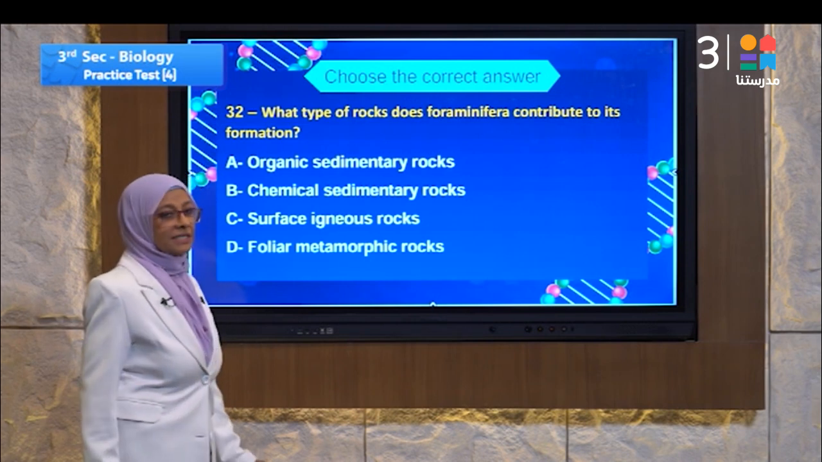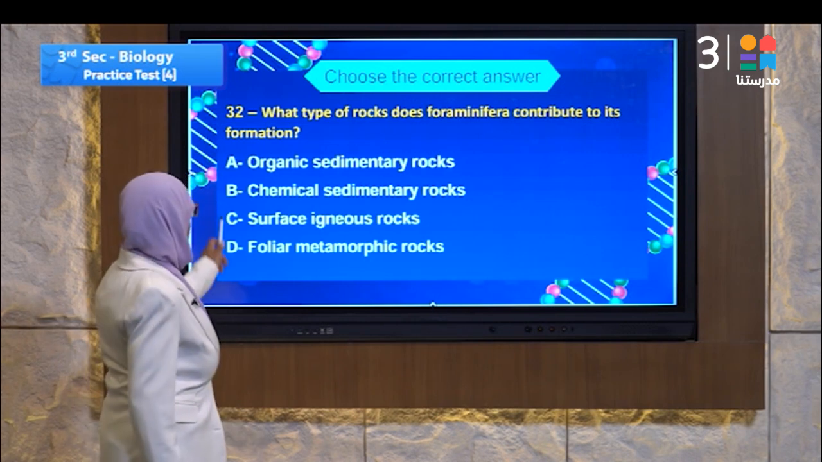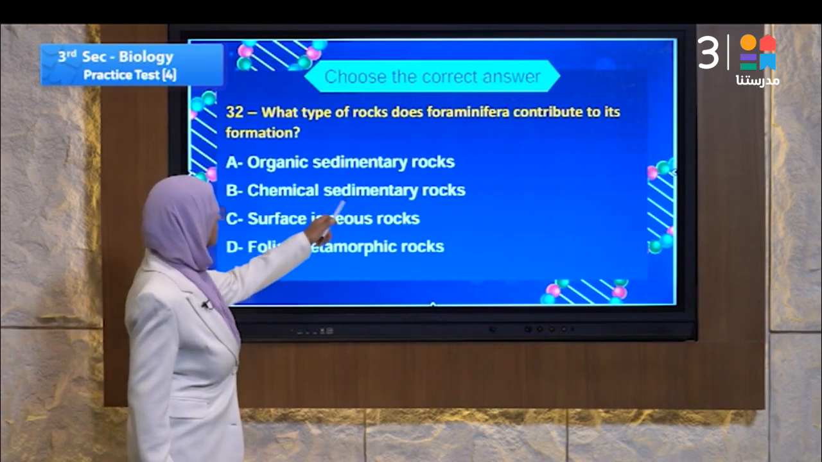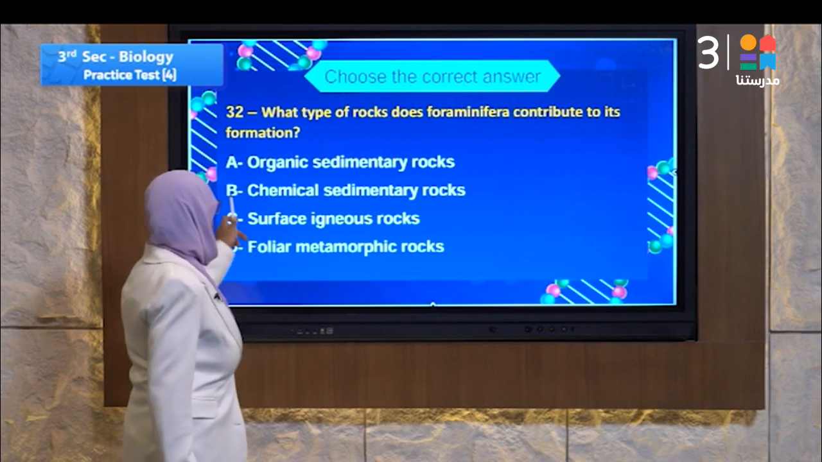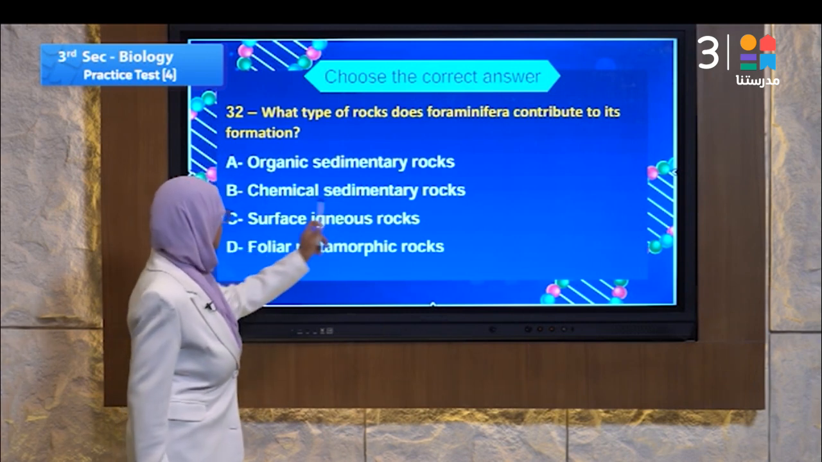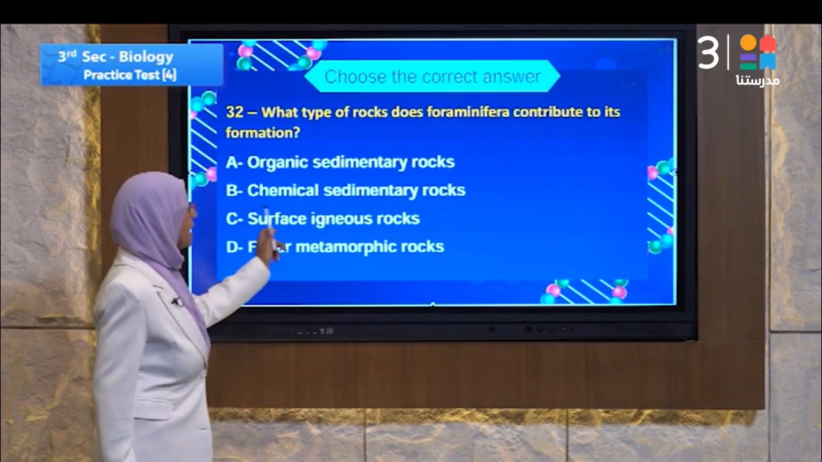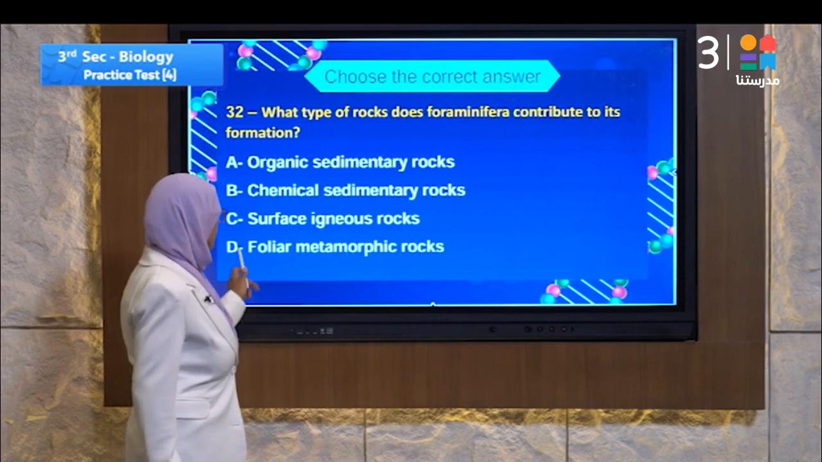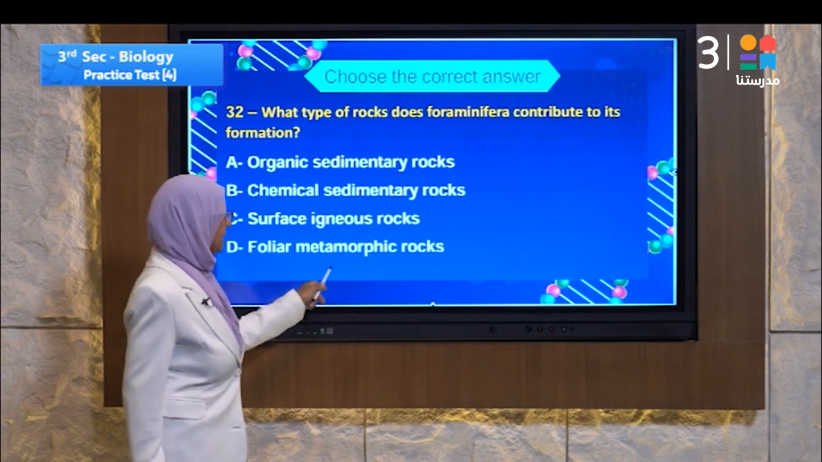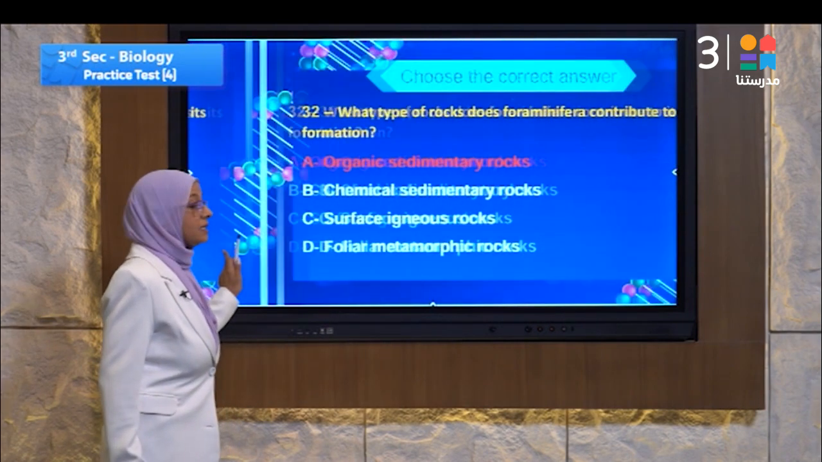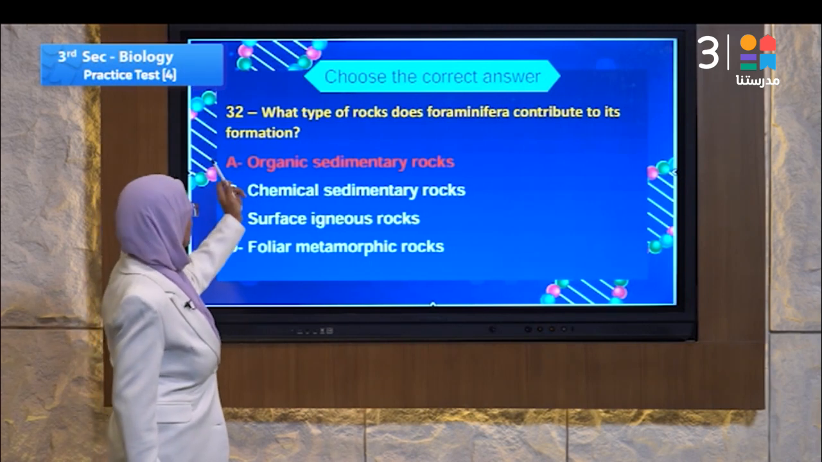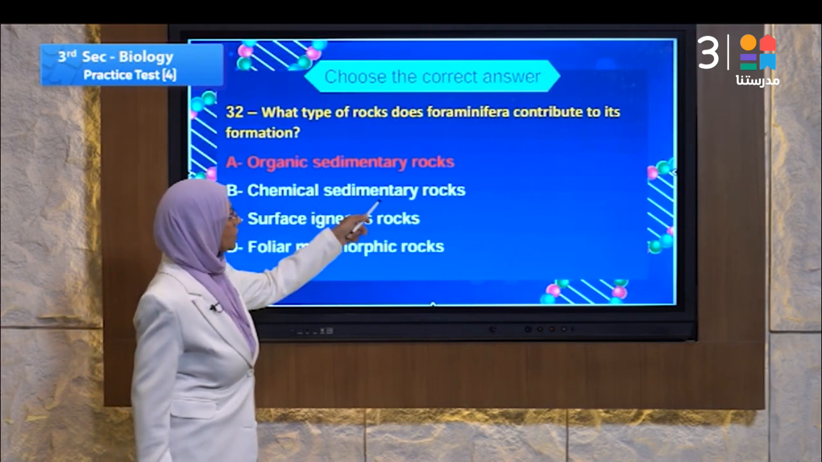Let's read the choices. Number A, organic sedimentary rocks. B, chemical sedimentary rocks. C, surface igneous rocks. D, foliated metamorphic rocks. Yes, the answer is A, organic sedimentary rocks.